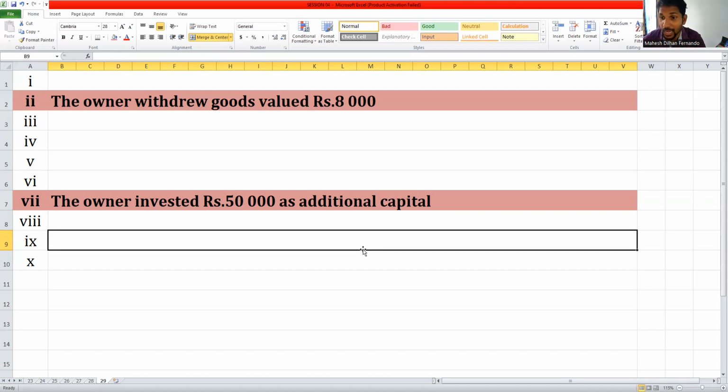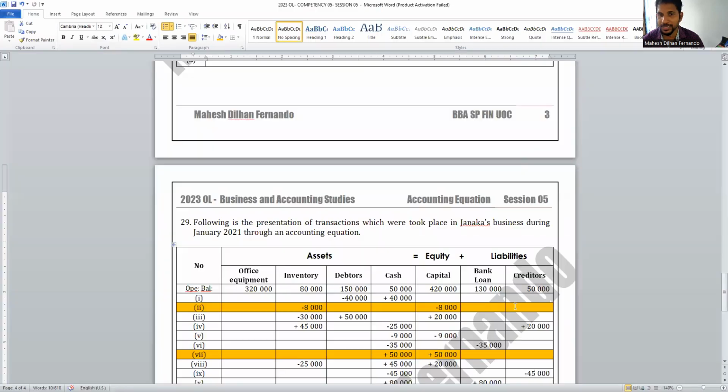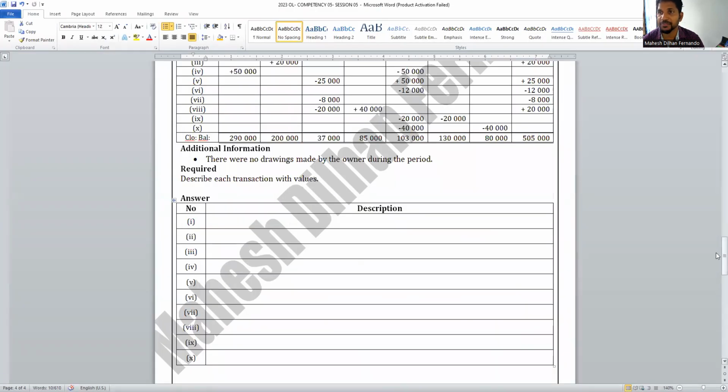The remaining transactions, you have to do as homework and send it to me for corrections. Everyone, including those watching the recorded session. Okay, now we officially end; we complete competency number 5.